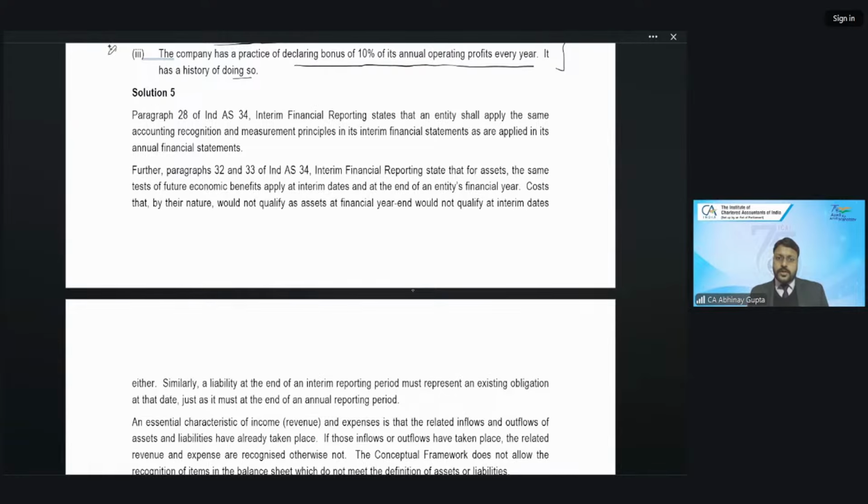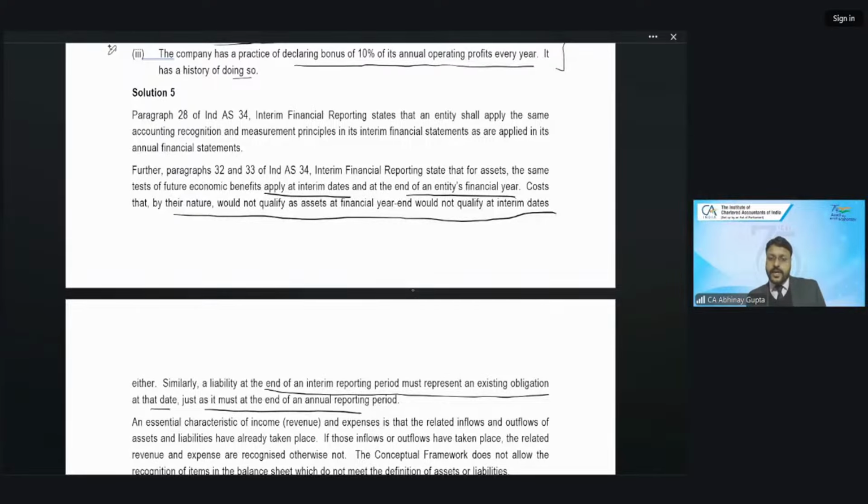Further, paragraphs 32 and 33 of Ind AS 34 interim financial reporting state that for assets, the same test of future economic benefits apply at the interim dates and at the end of the financial year. Cost that by their nature would not qualify as assets at the financial year end would not qualify at the interim dates either. Similarly, a liability at the end of the interim reporting period must represent an existing or present obligation at that date, just as in the case of annual financial statements or annual reporting period.